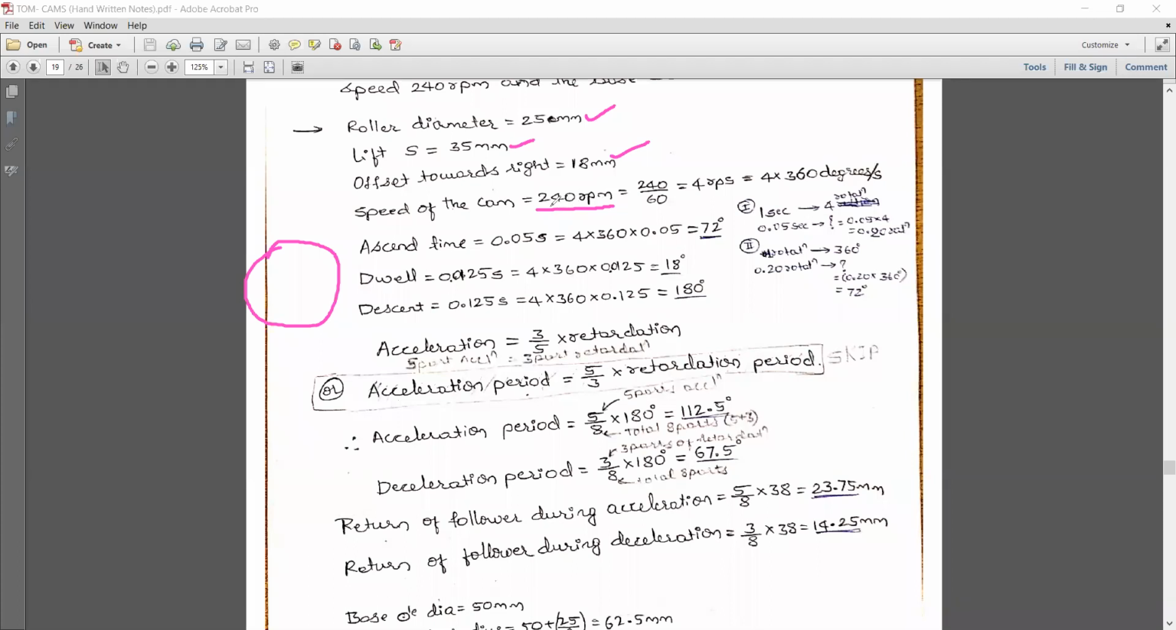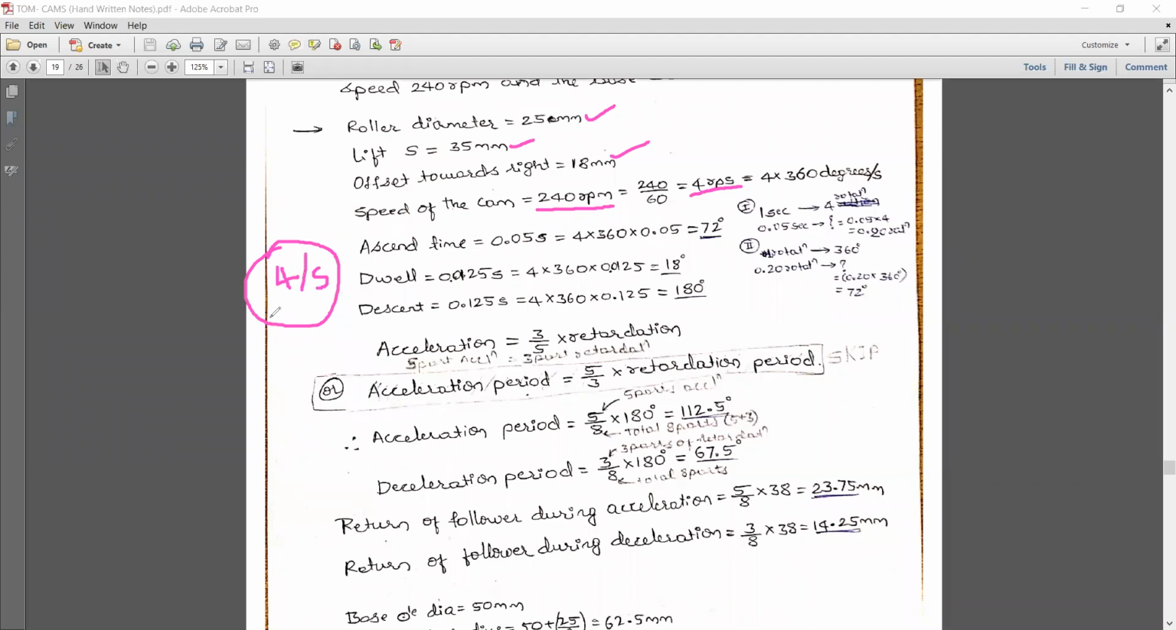Okay. So I want it in seconds. In 1 second, how many rotations will happen? What do you have to do for this? Divide by 60. That will give 4 RPS. That means it will rotate 4 rounds per second. If in 1 second it is rotating 4 times, correct?